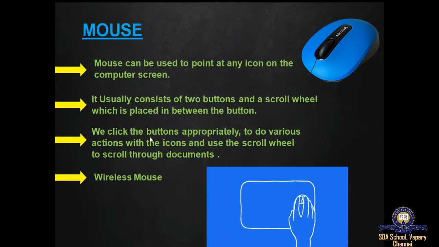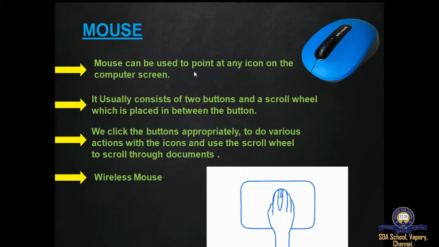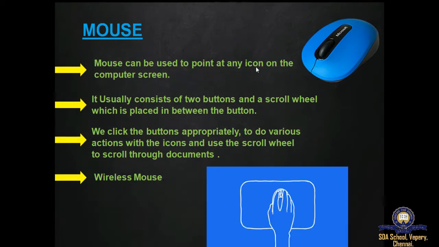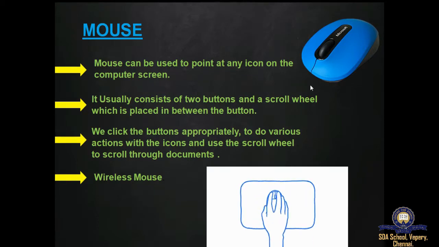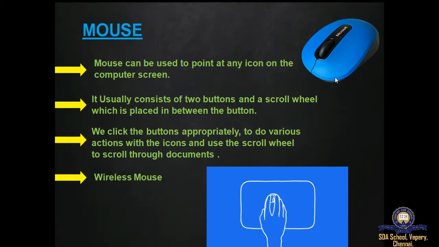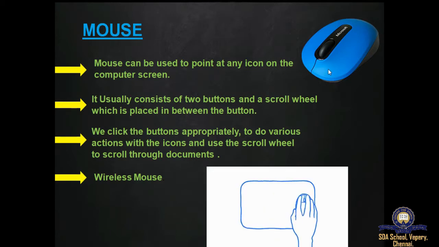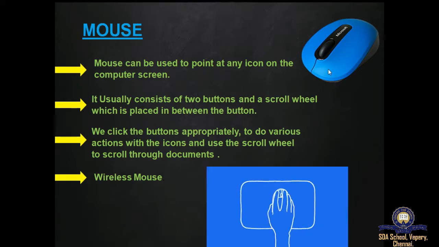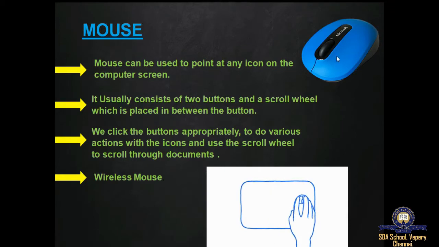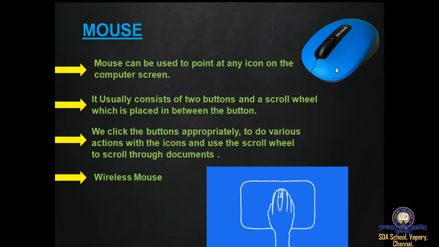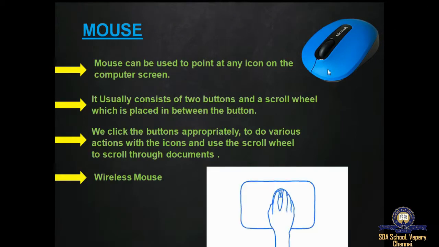The next example is the mouse. A mouse can be used to point at any icon on the computer screen. See, I am clicking on this icon. Did you see? Yes. This is the right side button and this is the left side button.